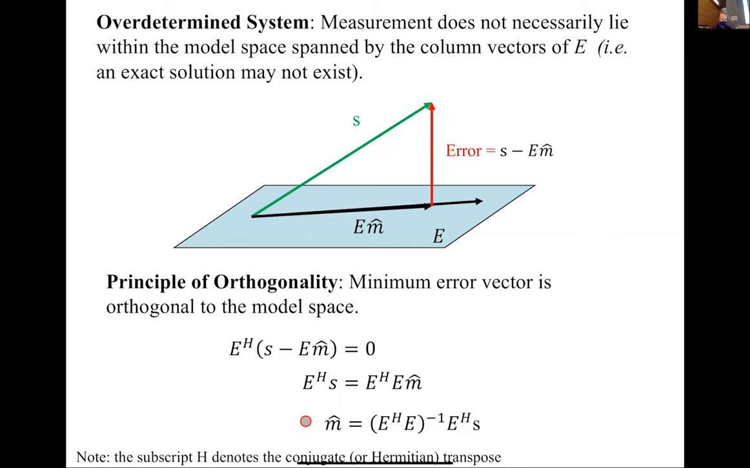With just that principle, you can come up with what's called the least squares estimate, which is given by this equation here. We'll take a look at this equation, but some of you probably have seen this: it's E^H E inverse and then E^H s. In the fully sampled case, or the critically sampled case, where E^H E is equal to I, we just go back to E^H s, right?